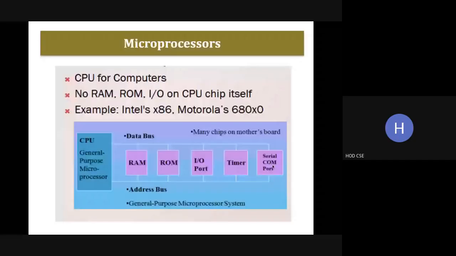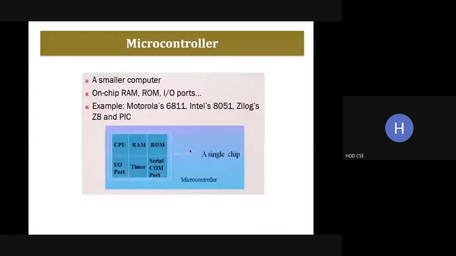So the IO ports, timer, serial port, interrupt controller, and DMA controller, everything will be available as separate chips. The CPU is the main chip, and these are available as separate chips. So this is a simple diagram of a microprocessor.